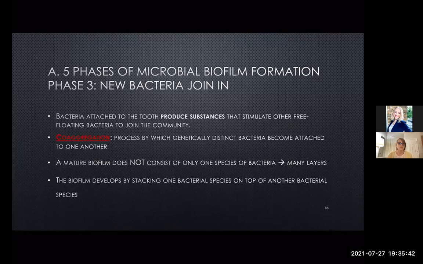So phase 3, this is where we start to get some chemical signaling going between the bacteria. They send out a signal and they're like, party on number 30. And then other free-floating bacteria come to number 30 because there's a party. And then on number 19, they're like, hey, party on number 19, come on over. More of the free-floating bacteria go to that area. So they can actually move through the fluid in our mouths.